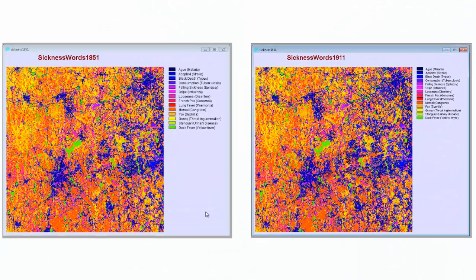In this particular case, you have a map of several words of sickness. This is a mock-up test, by the way. This is not real data. So you have basically a series of words that are coming across this particular map for representing 1851 data, and these other sickness words that happened during 1911.